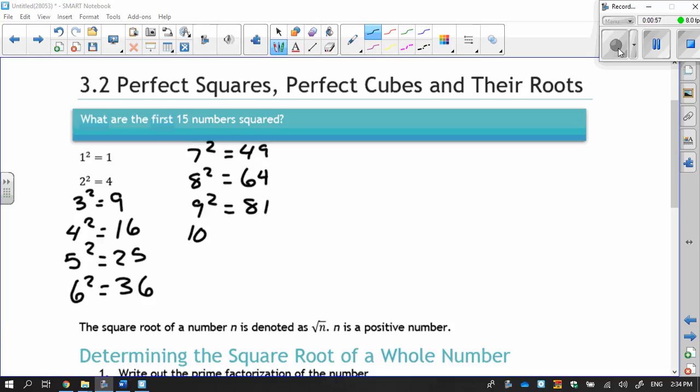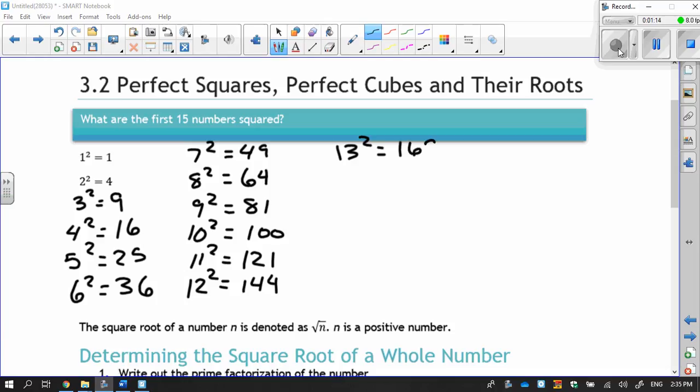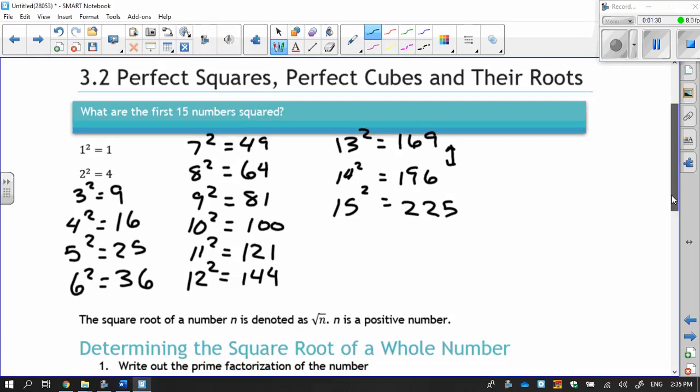So a lot of these, like I have up to 12 for sure cased. 13 sometimes gives me a little bit of trouble. And 14 and 15 are ones that, like I said, we don't use very often, but they are nice to have. And it's kind of cool because 13 and 14 squared are pretty much the same thing. And 15 squared is 225. So have this written down, have this ready to go.